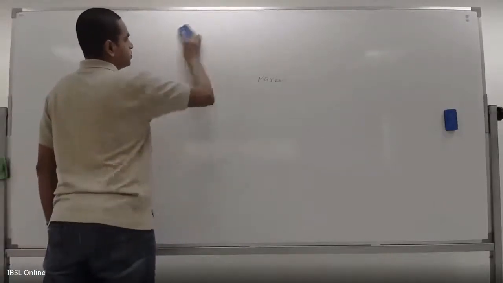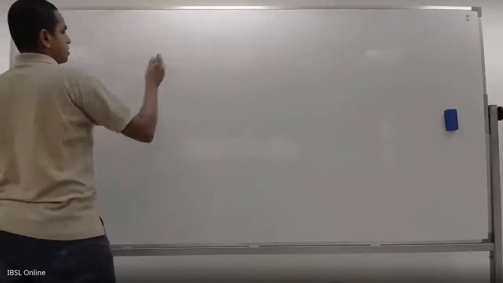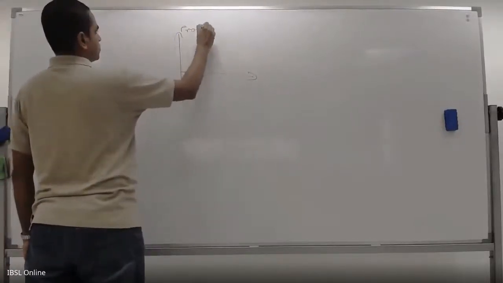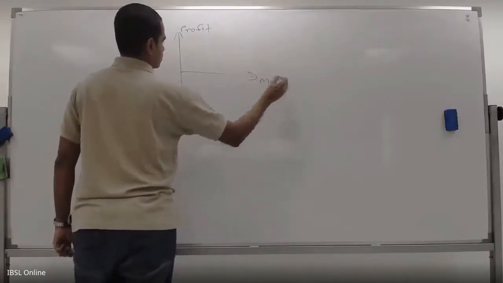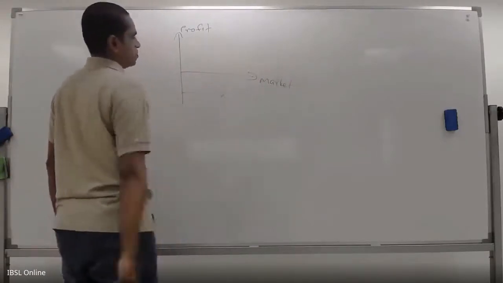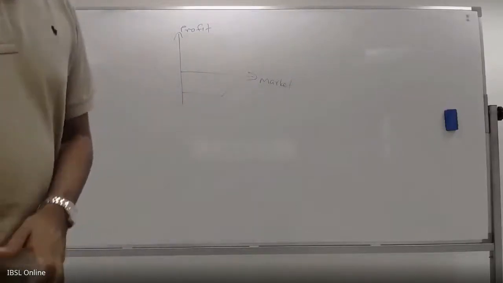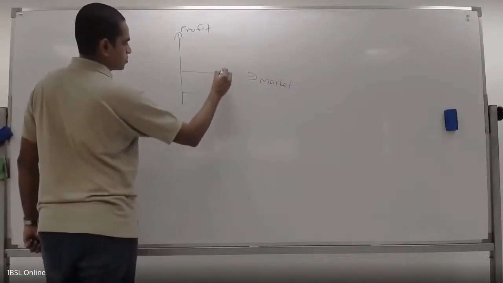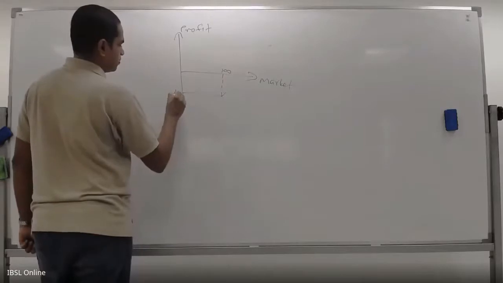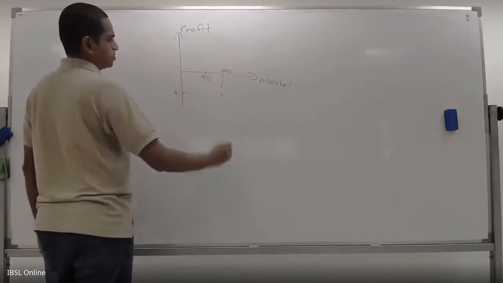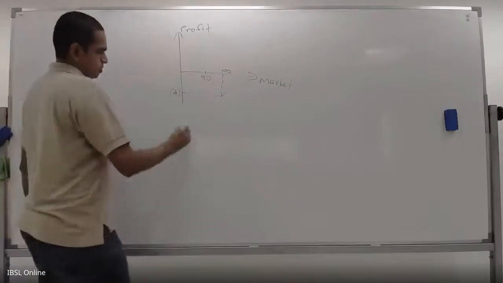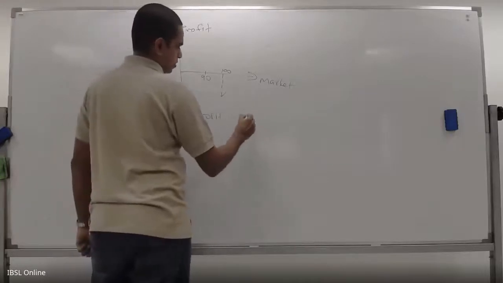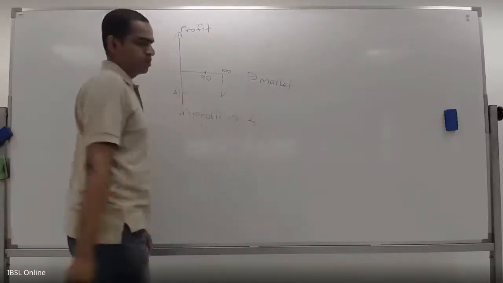Right, I'll draw it again. Let's do the payoff diagram. Strike price of 100, premium 4, and the market is at 90. And so this is out of the money. You will end up with a profit of -4. That is a $4 loss.